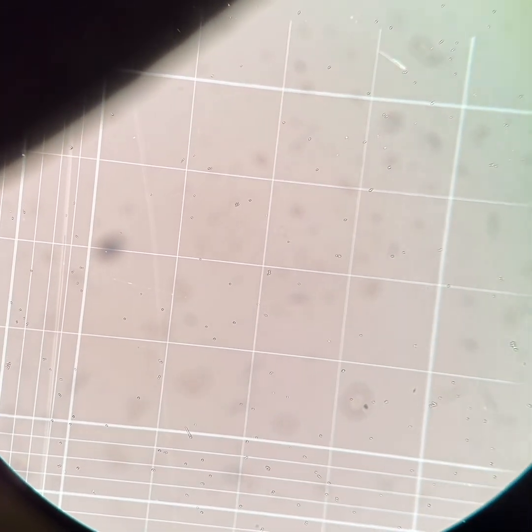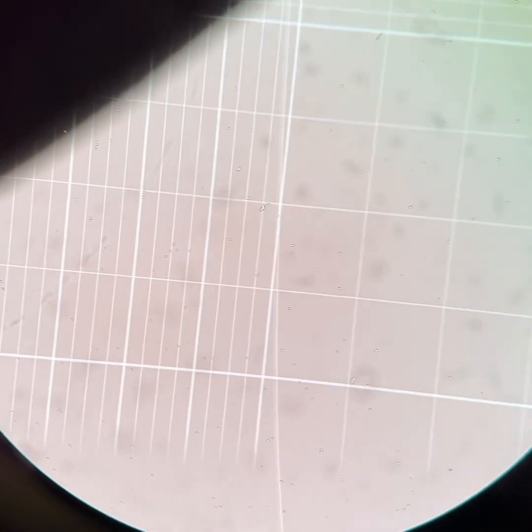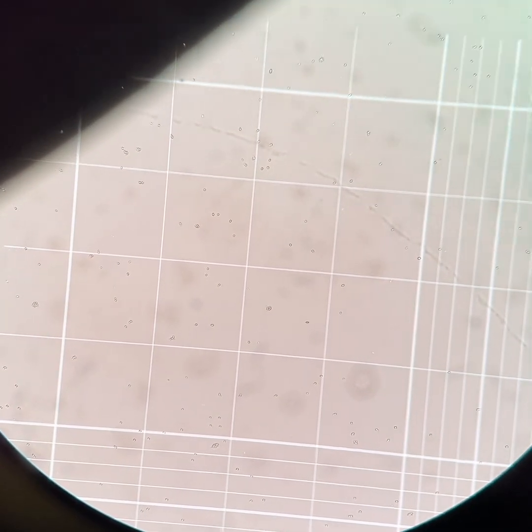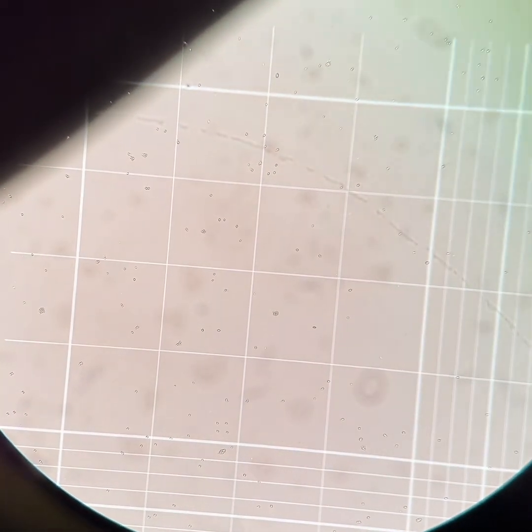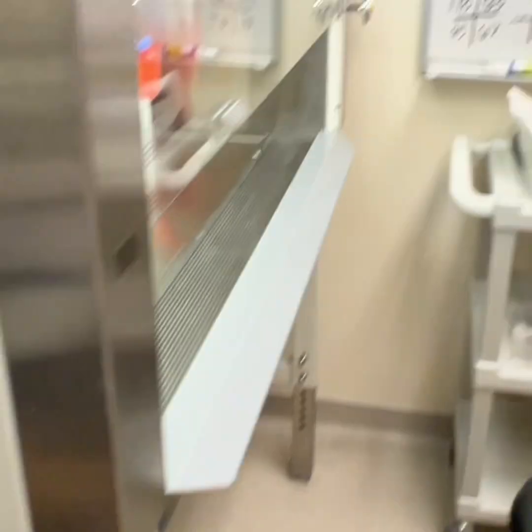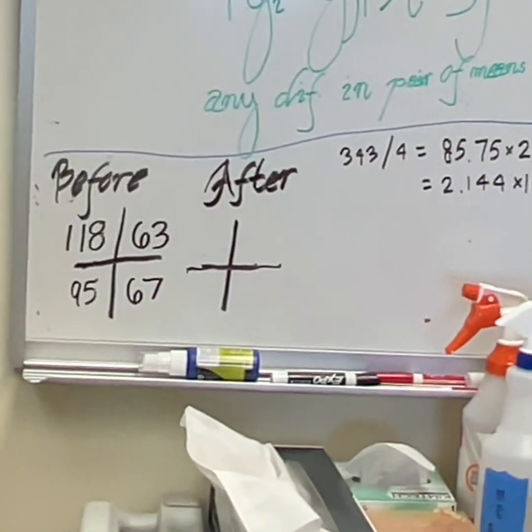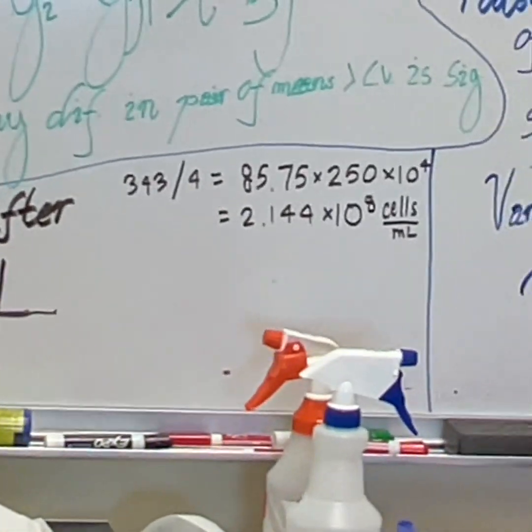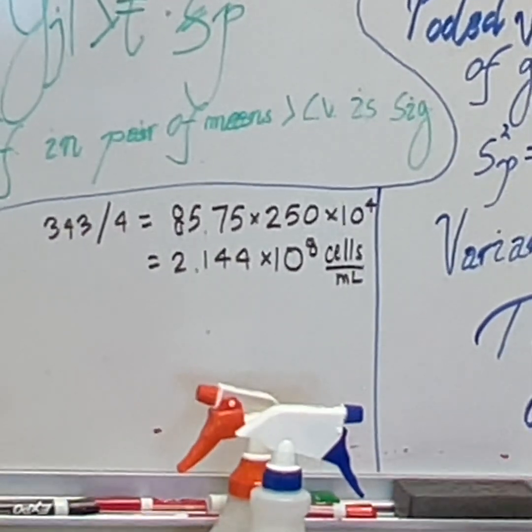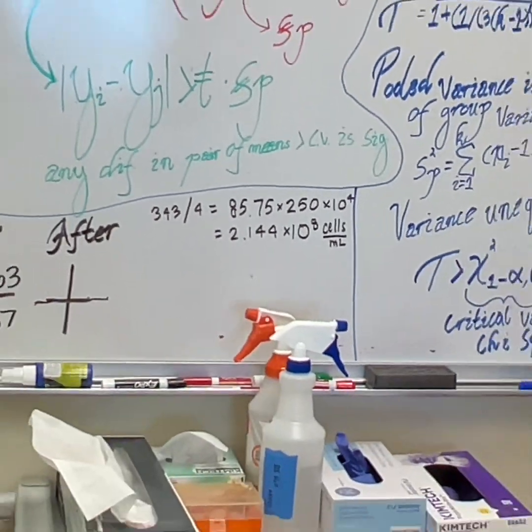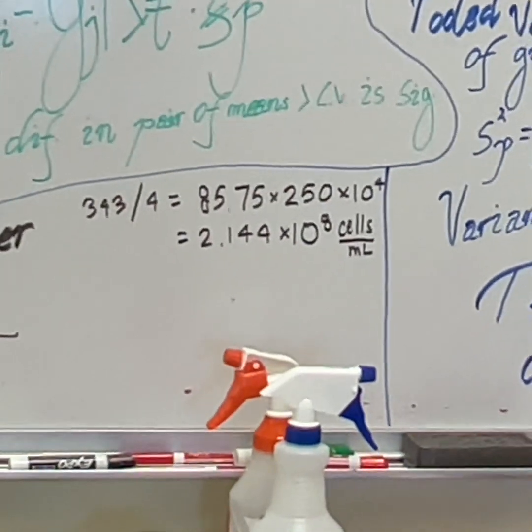If there's too many, you're going to dilute more. If there's too few, you're going to make another dilution of less. You'll just count them and average all of the corners. So I'll count all of them, divide by 4 after adding them up, and then multiply it by 10 to the 4th in order to get the cells per milliliter. All right, so we have done our math. We got a sum of 343 between the 4 squares, divided by 4, times 10 to the 4th, times our dilution of 250, and that gives us a final cell density of 2.144 times 10 to the 8th cells per milliliter.